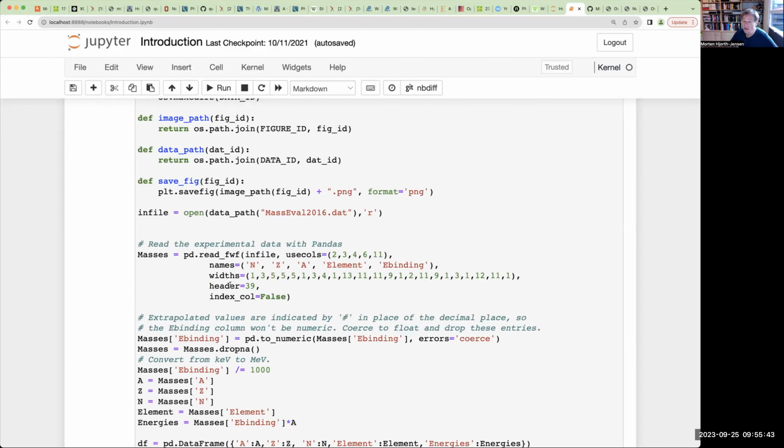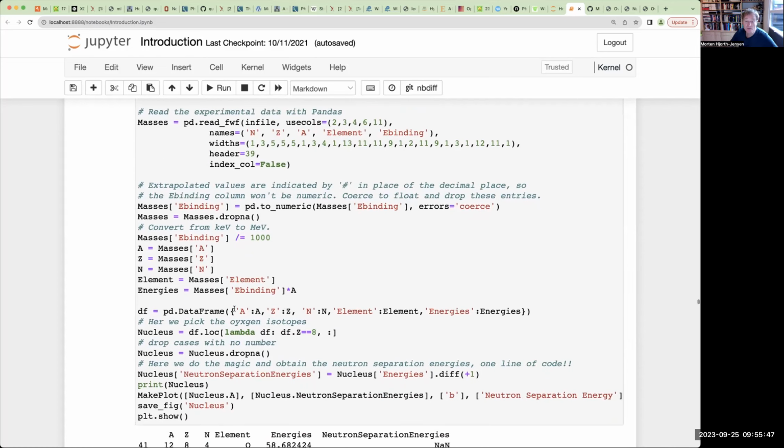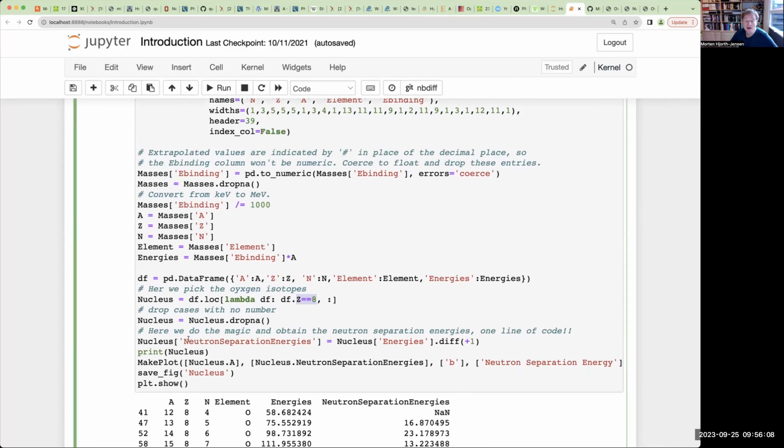We are reading in the data. We have the masses, the binding energies, the element number. And now I'm picking a specific nucleus. I want to calculate the neutron separation energies for the oxygen isotopes. So I pick Z equal to 8. So I just define that. And then I drop the cases with not a number. And then I do the magic and obtain the neutron separation energies. And you just need one line of code.